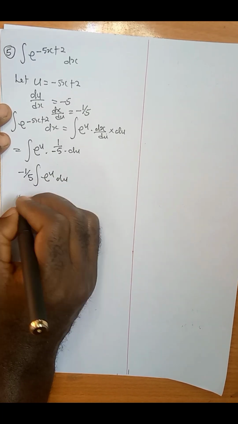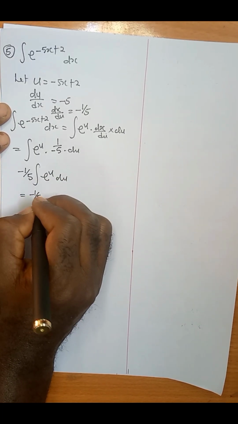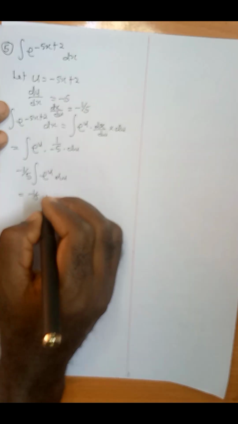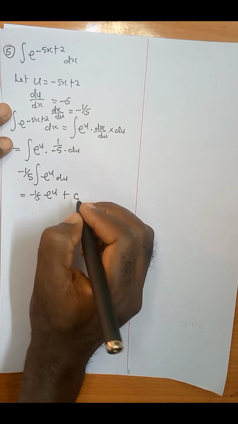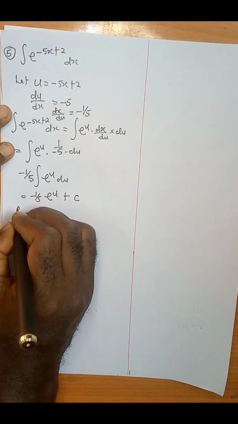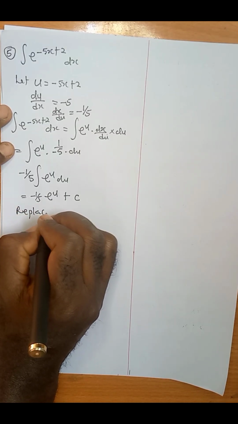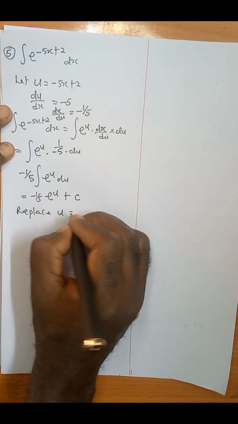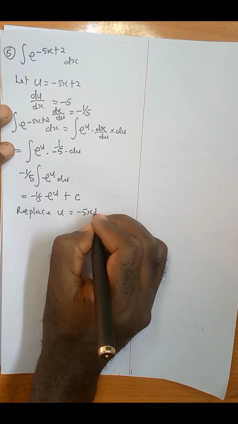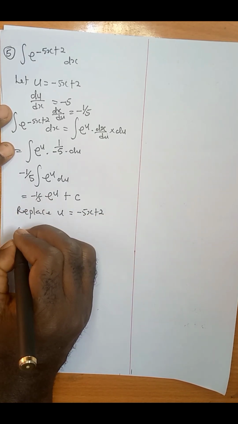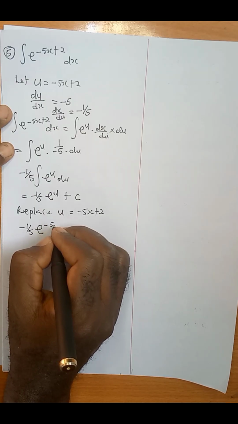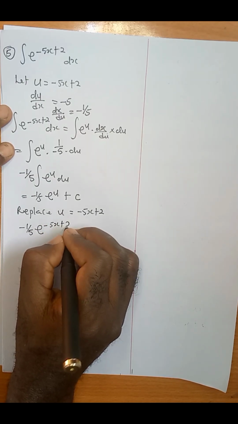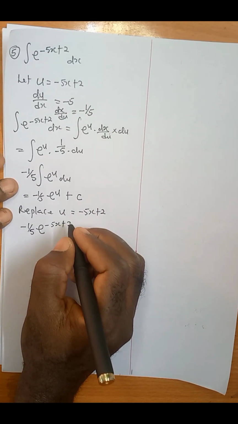Now, when we integrate exponential u, it will still give us exponential u. Then we introduce our constant of integration. Then we now replace our u, which is equal to minus 5x plus 2. Then we now have minus 1 over 5 exponential minus 5x plus 2 as our integration.